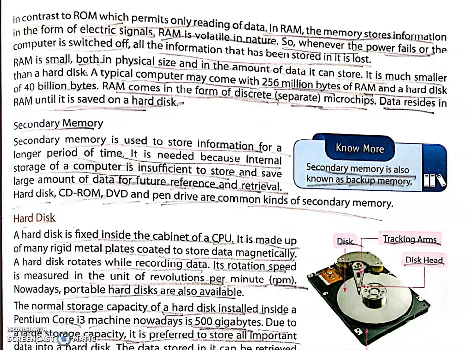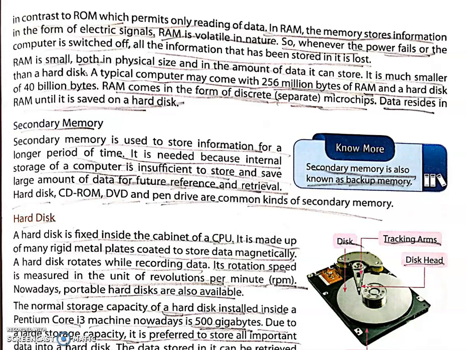So that is why I have to use the Control S command, or click the save button, to save my data from RAM to ROM, so that even if the light goes or my computer is switched off, I can again access that data. So RAM is volatile in nature. Whenever the power fails or the computer is switched off, all the information stored in it is lost. RAM is small both in physical size and in the amount of data it can store.